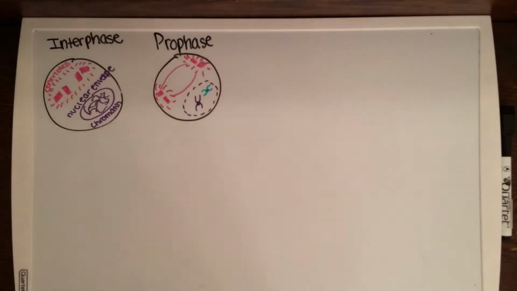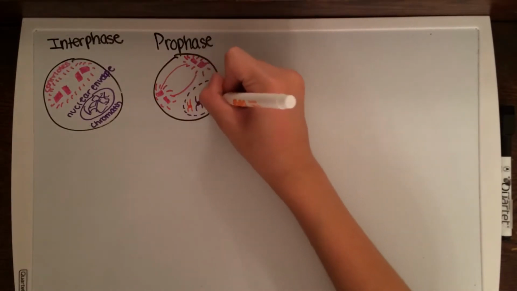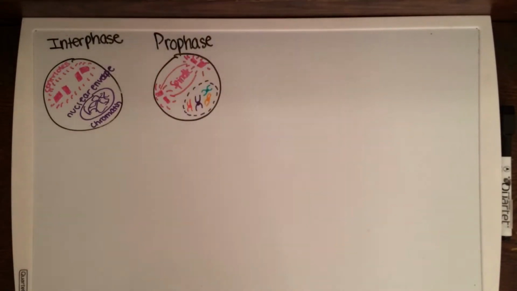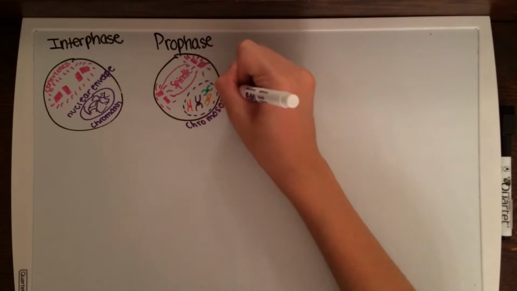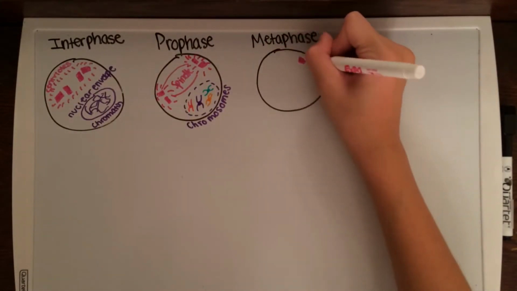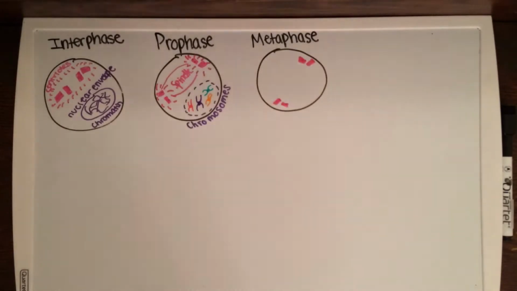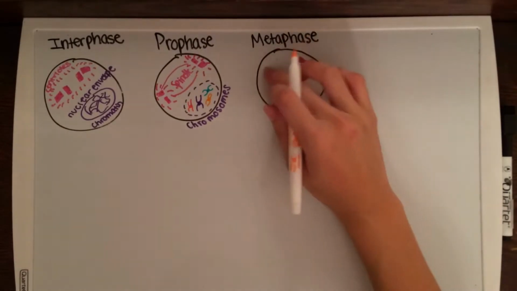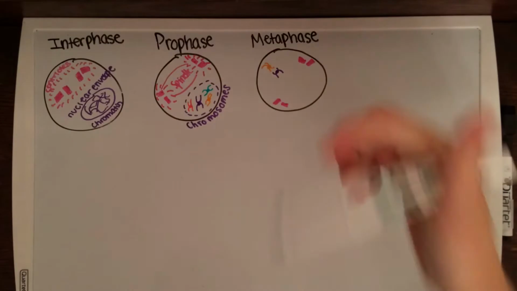Prophase is the longest phase of mitosis, up to 50 to 60% of mitosis. The chromatin condenses into chromosomes. The centrioles near the nuclear envelope separate and take up places on opposite sides of the cell, and a spindle begins to form.